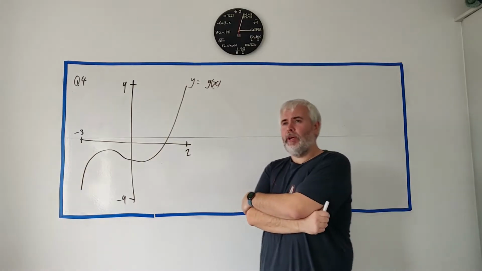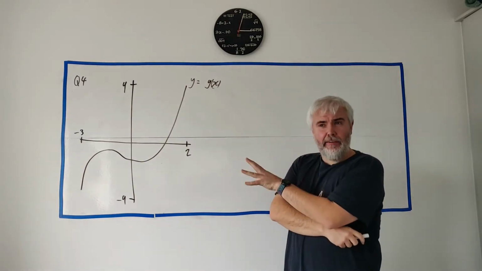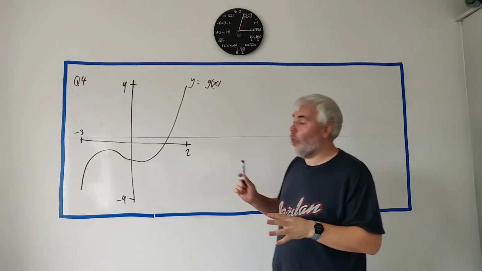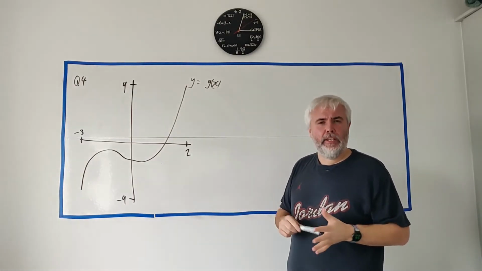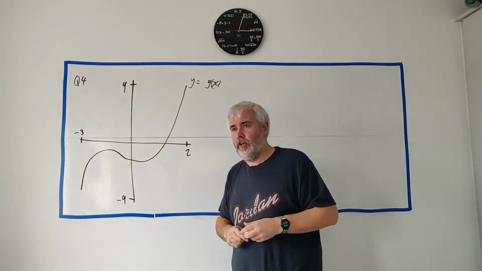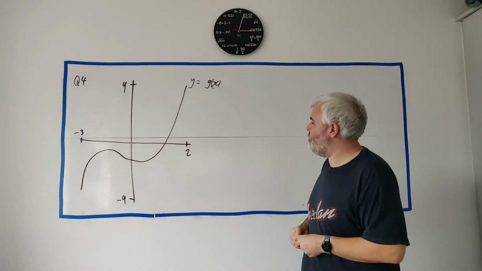Question 4 is about functions and graphs. Specifically, part A will give you this function and we're going to have to answer questions on it. And part B is differentiation as well. We're going to differentiate a function and get the tangent of it and stuff like that.